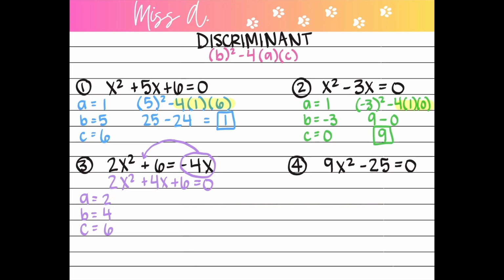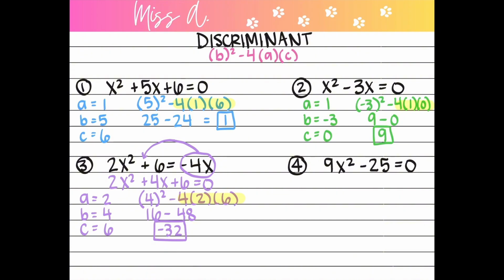Now I'm going to write it down into my formula. So b squared minus 4 times a times c. And I'm going to go through and simplify this. 4 squared is 16. Bring down the minus sign. And then 4 times 2 times 6 gives me 48. And this time 16 minus 48 gives me a negative 32. That is my discriminant. So it is possible that we get a negative number for our discriminant. Nothing is off limits.